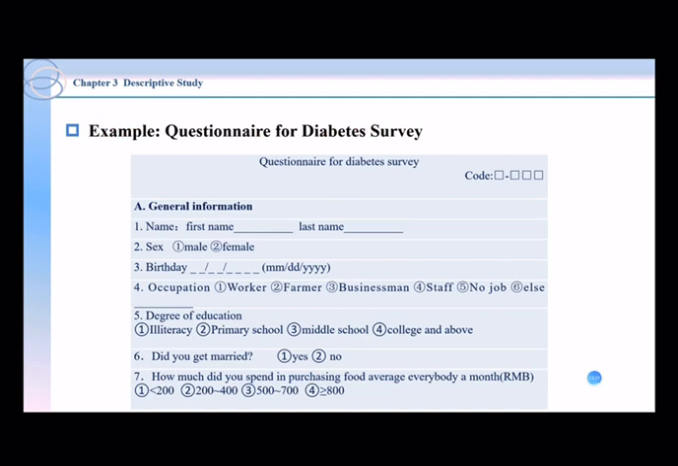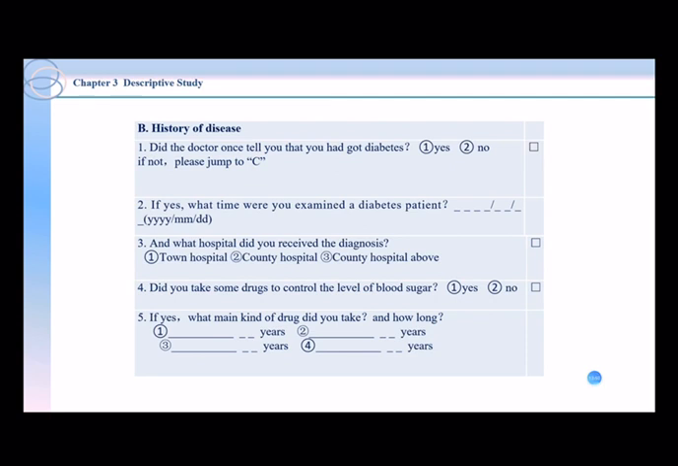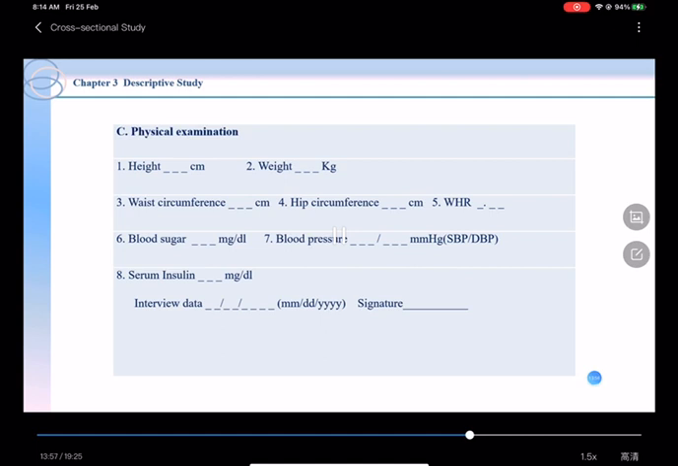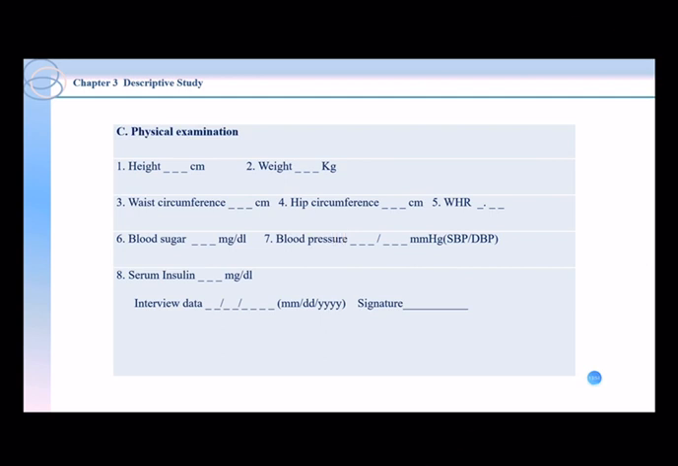If you look at the book on page 33, here is an example of a questionnaire for a diabetes survey. This survey includes, for example, general information to start with, so it's very easy to begin with, and also the history of disease, and also the physical examinations. Of course, the physical examinations were measured by the investigators, professional investigators.